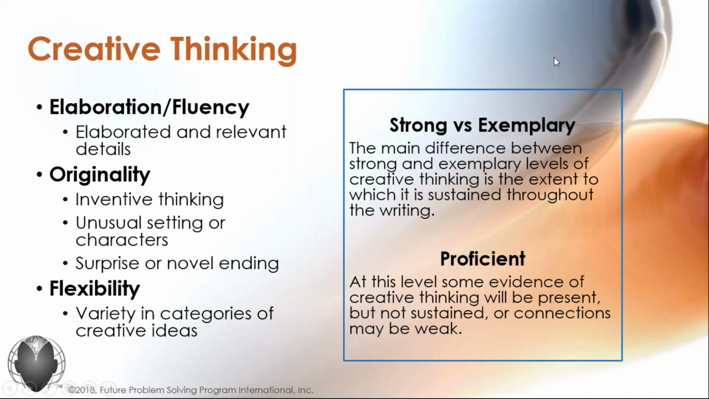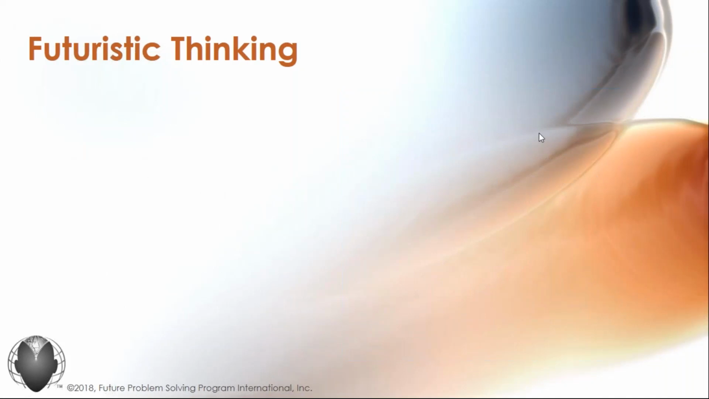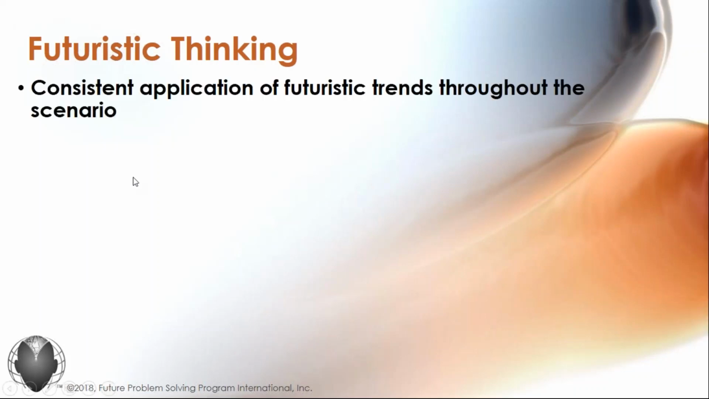We will move on. The next criterion we're going to take a look at is our futuristic thinking criterion. Again, this criterion earns up to 10 points for our students. We're looking for consistent application of futuristic trends. A lot of these trends are gleaned from the Readings, Research, and Resources publication, but also the internet.